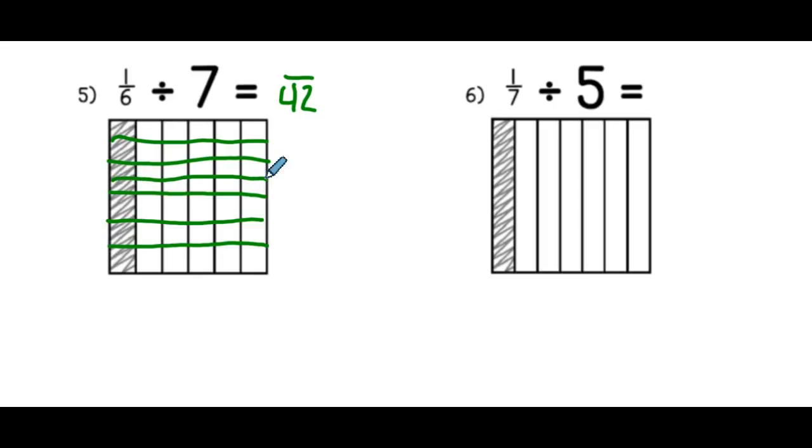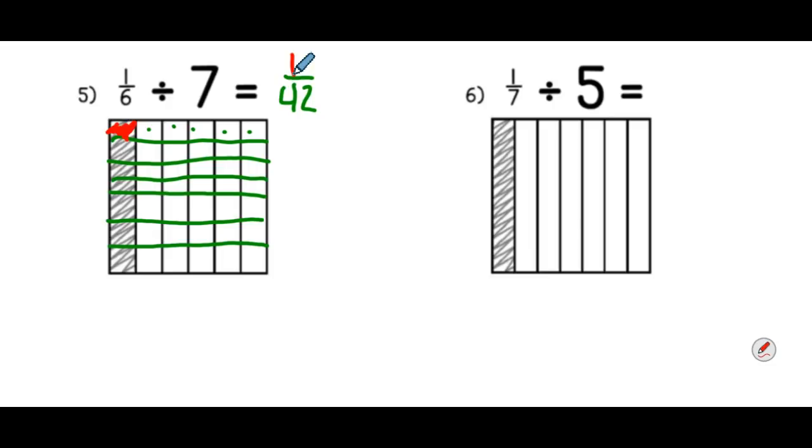Okay, there's 7 pieces. Okay, well, if I have 6 rows of 7, I have 42. So I have 1, 2, 3, 4, 5, 6 across. 1, 2, 3, 4, 5, 6, 7 down. 6 times 7 is 42. So if I take 1/6, this whole shaded in part, and I cut it into 7ths, this part right here is what I make, and that's 1 out of 42.